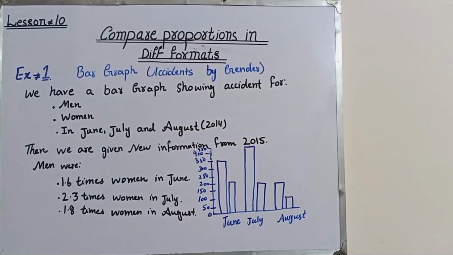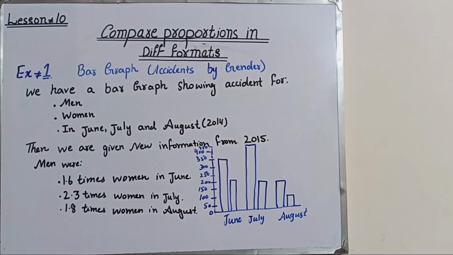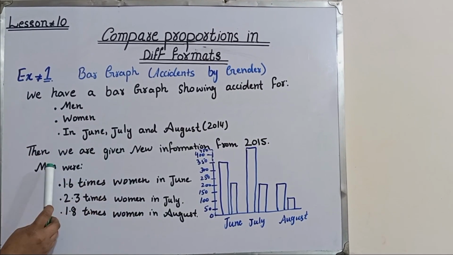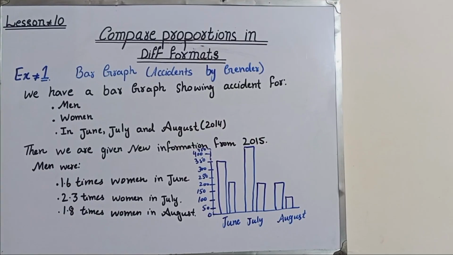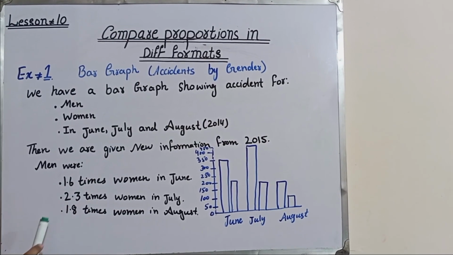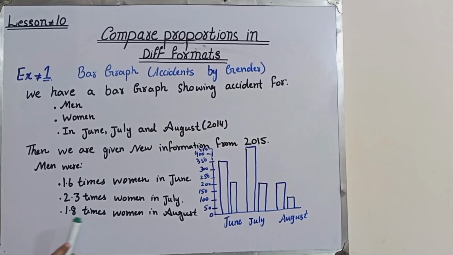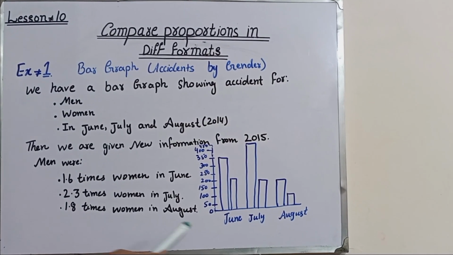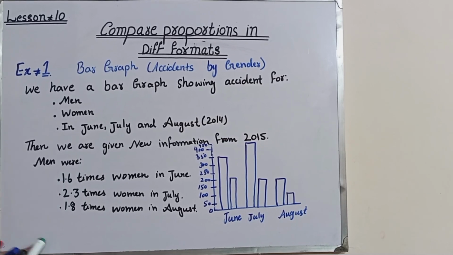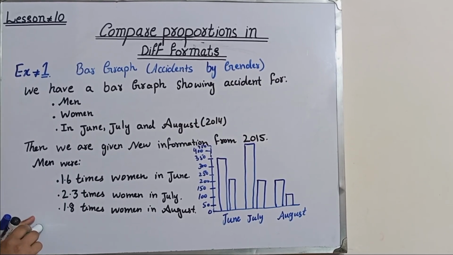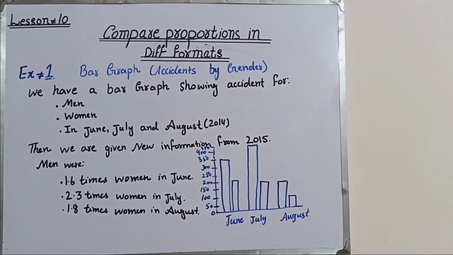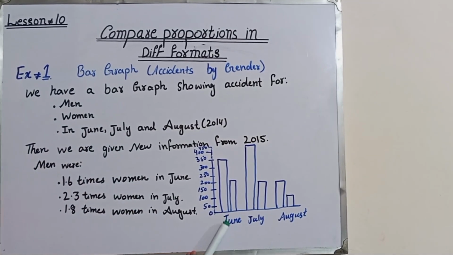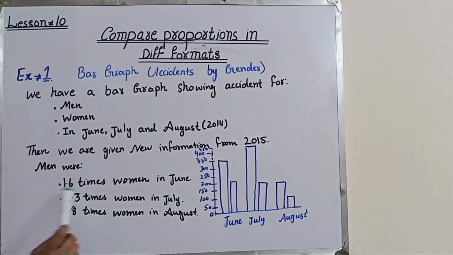Now, this is the example. Bar graphs showing men and women in June, July, August 2014. Then we are given new information from 2015. Men are 1.6 times women in June, 2.3 times women in July, and 1.8 times women in August. As I explained earlier, the 2014 information is in the graph and the 2015 information is in numbers. So to compare the different proportions, we will first convert the 2014 graph information into numbers.